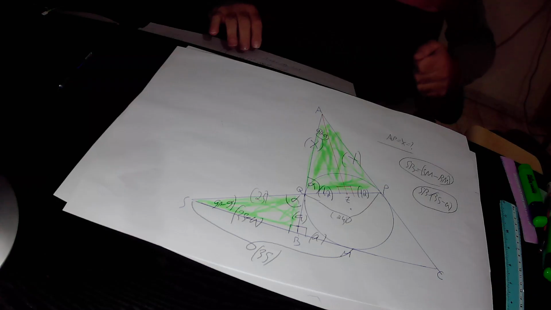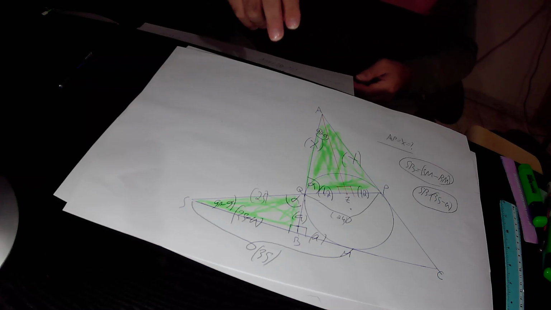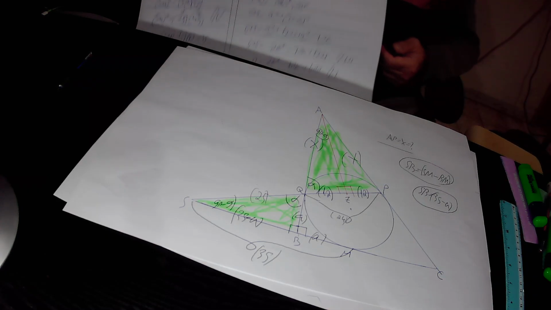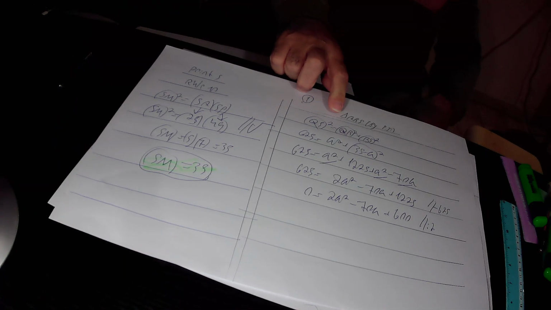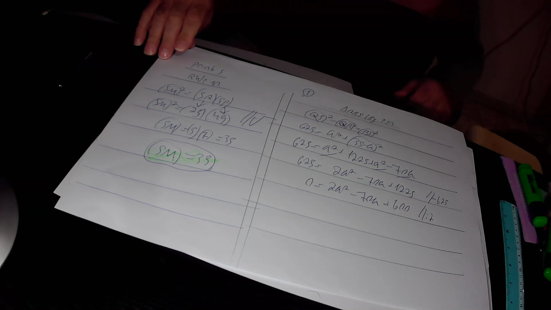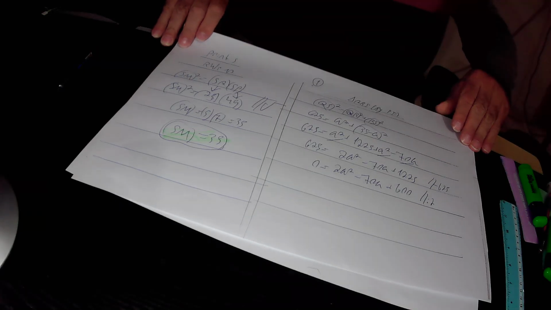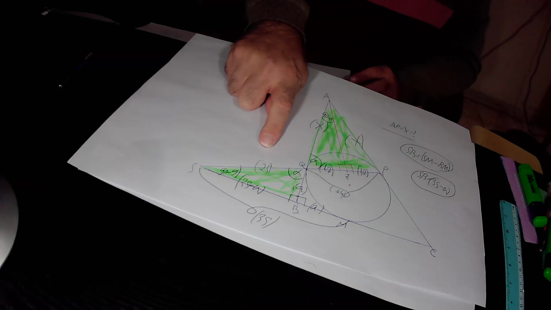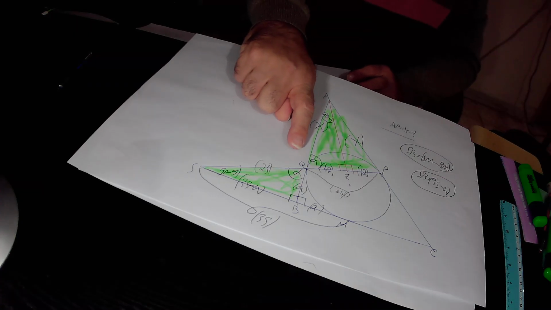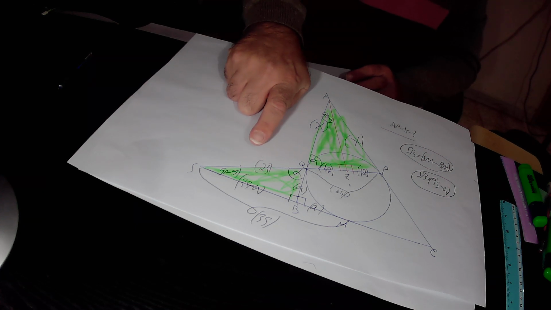Again, according to the Pythagoras theorem, on this green small right triangle QBS, QS squared, that is the square of the hypotenuse, equals QB squared plus SB squared. QS is 25, therefore QS squared is 25 squared, that is 625, and it equals QB squared. QB is 8, therefore QB squared is 8 squared, plus SB squared. SB is 35 minus 8, therefore SB squared is 35 minus 8 squared.